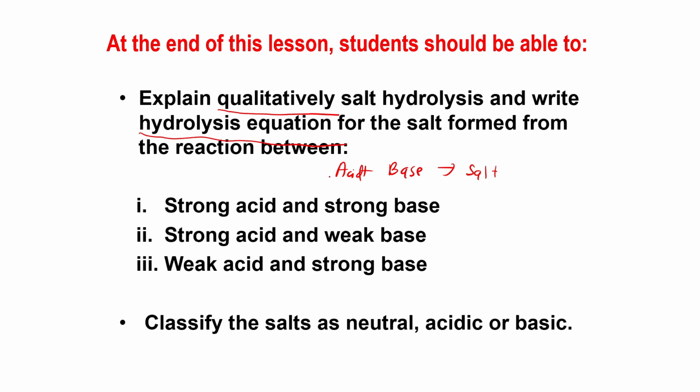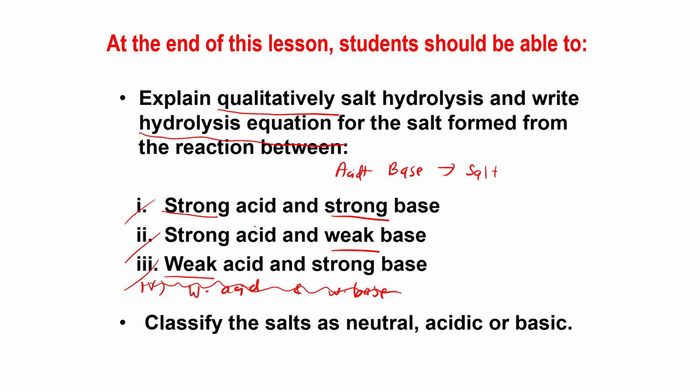So acid kita ada strong acid and also weak acid. So same goes for base, strong base and weak base. Okay, so kita ada actually 4 combinations. Strong acid and strong base, kemudian salah satu tu weak, strong acid weak base, or weak acid and strong base, and another one dua-dua weak acid and weak base. So actually yang the last one ni not include in your syllabus. Okay, so we have only these 3 types of salt.